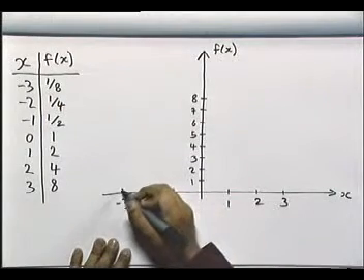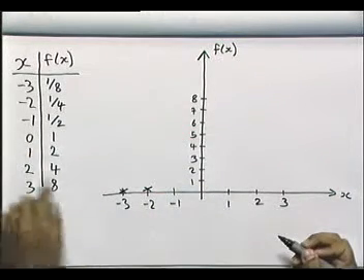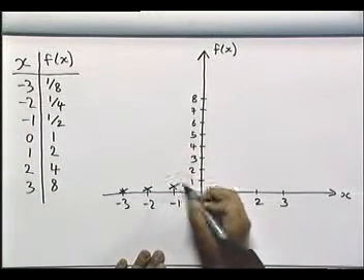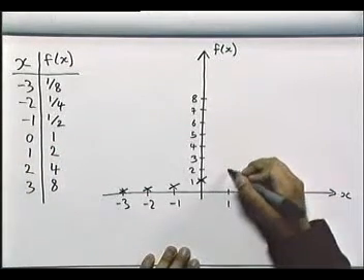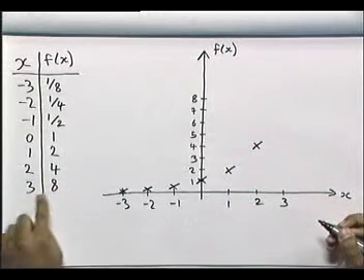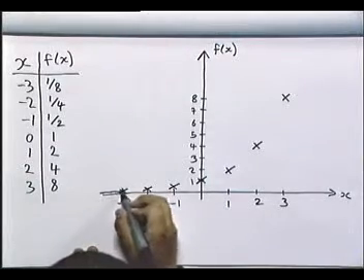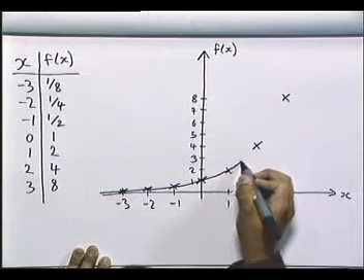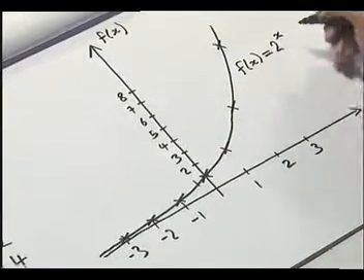Minus 3 and 1/8. Minus 2 and 1/4. Minus 1 and 1/2. 0 and 1. 1 and 2. 2 and 4, and finally 3 and 8. And so we need to try and draw a smooth curve through the points. And this is the graph of the function f of x equals 2 to the power of x.